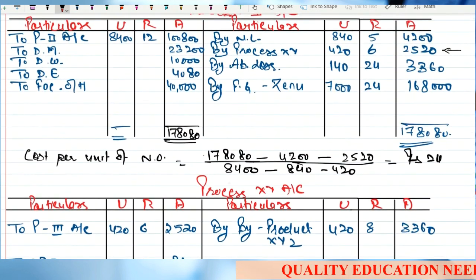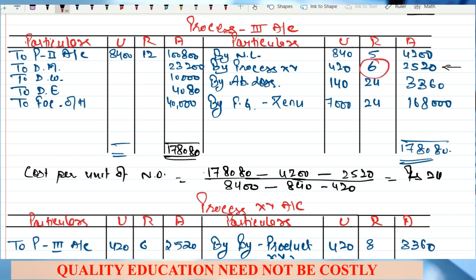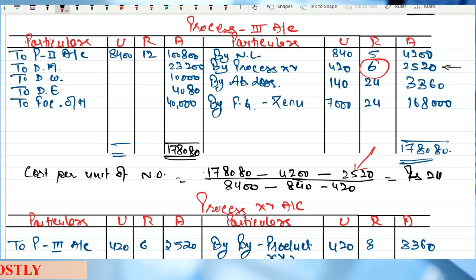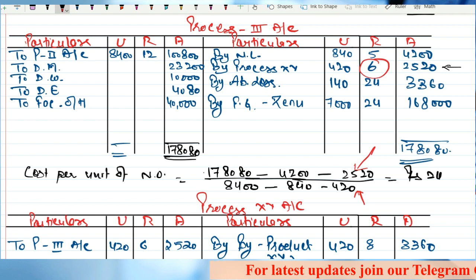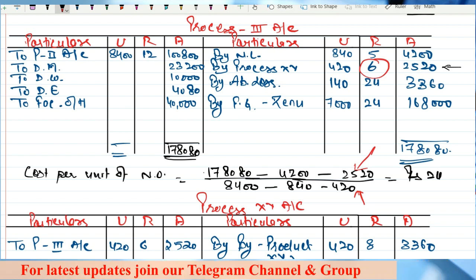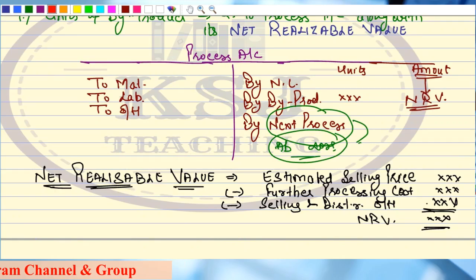So the important point in this question was this treatment, that how to compute this 6 rupees. Then this, while calculating the cost per unit of normal output, you have to subtract the value of the byproduct also, right? And the units of the byproduct also, 420. Clear? I hope it is clear. A very simple question of byproduct, nothing extraordinary in this, but yes, a few points that you need to remember. So with this we are done with the byproduct.